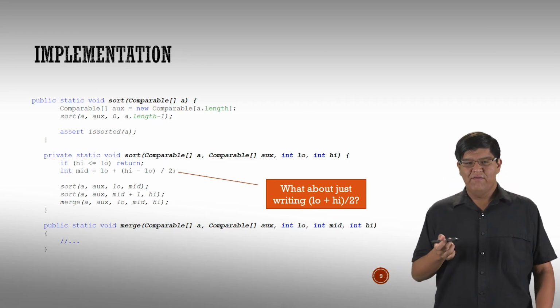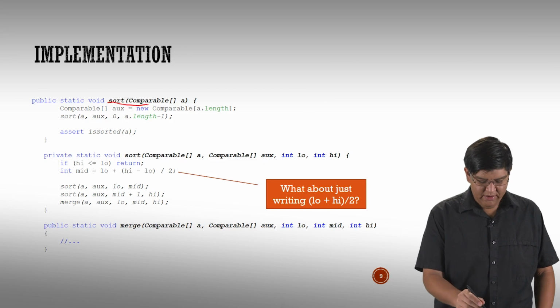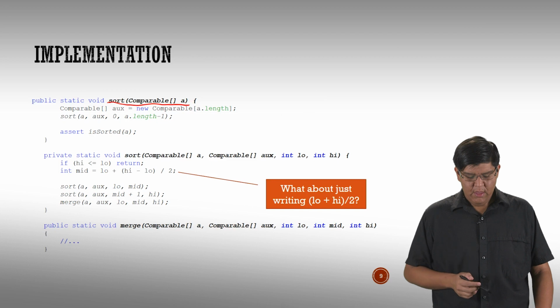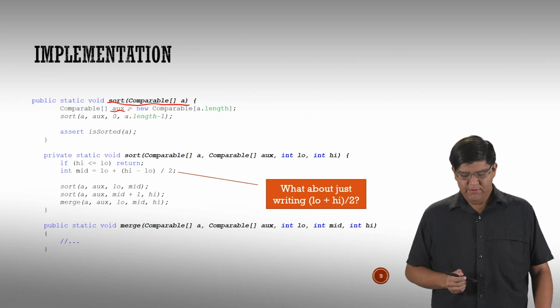All right, so we have kind of our base sorting function or method, right? This is the one we've been using for all of our algorithms. So we have sort, which takes in a comparable array, so we can sort anything that's comparable. We have here basically the creation of an auxiliary array. And this is something we'll need later on.